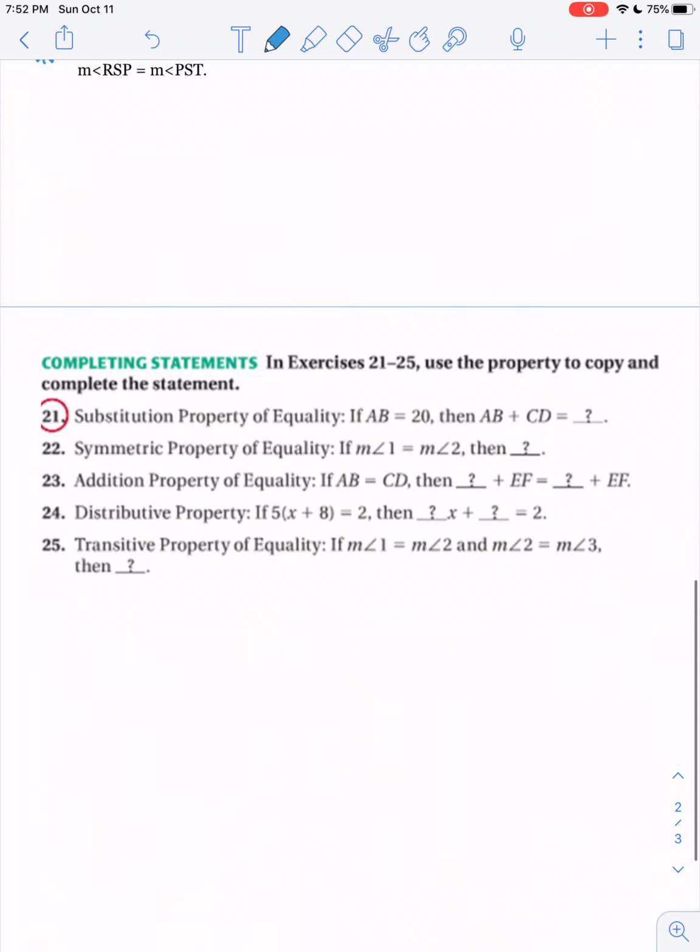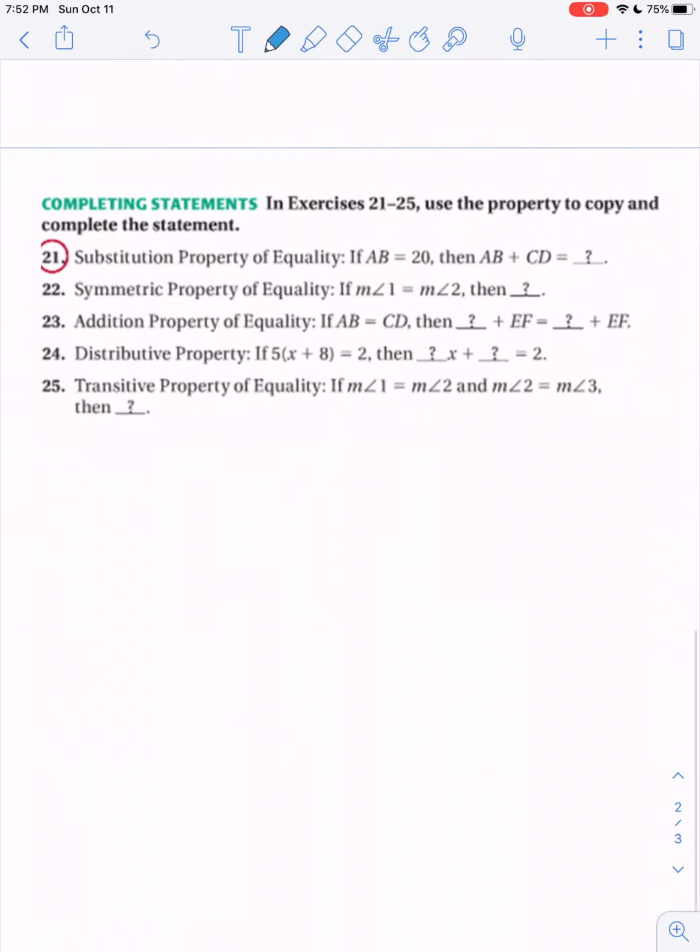Let's go ahead and practice a couple, and then we're going to stop for now. It says use the property to copy and complete this statement. So they want us to use substitution. It says if AB equals 20, that means anywhere we see an AB, we're going to replace it. We're going to substitute in a 20. Then AB plus CD equals, so again, we're going to replace that AB with a 20 and say plus CD.